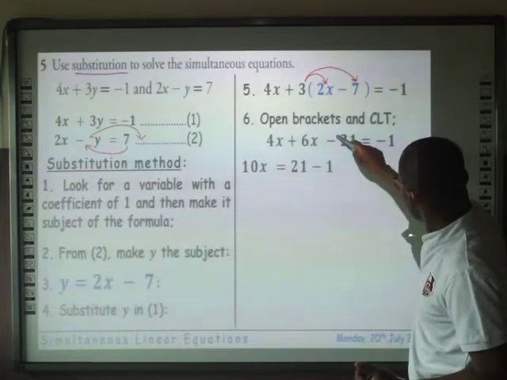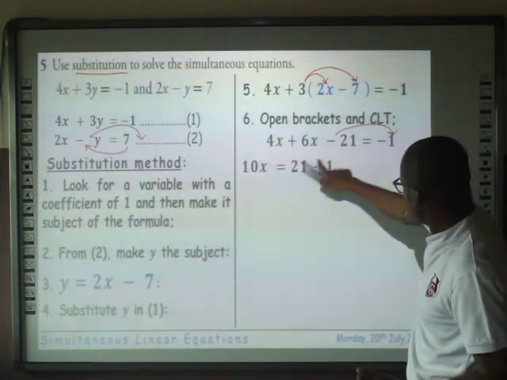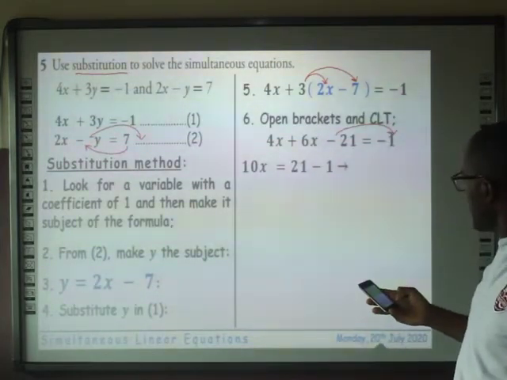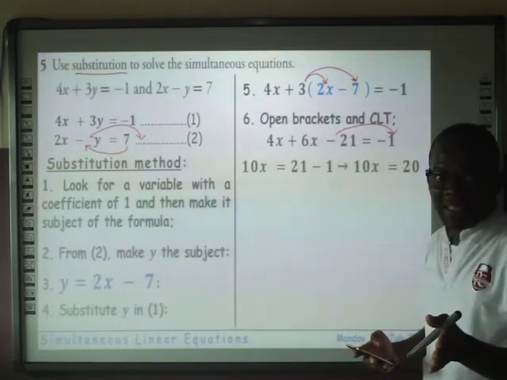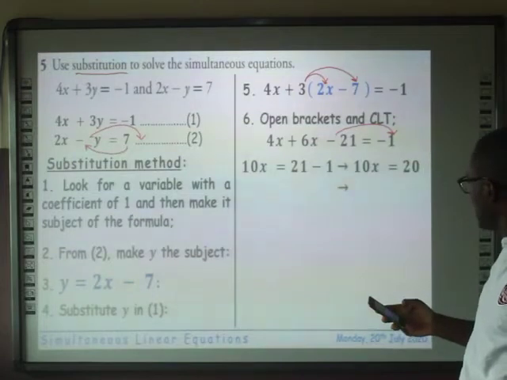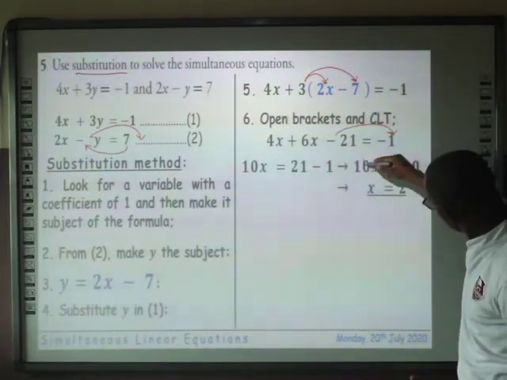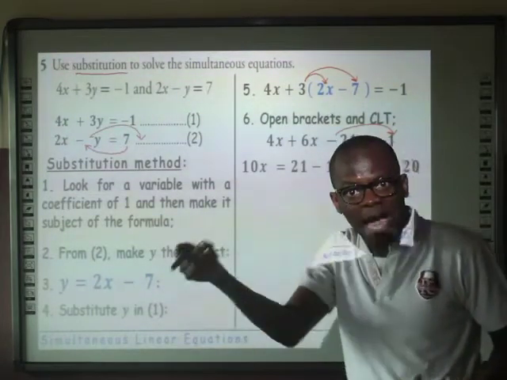Now you move the minus 21 to the right hand side. So you have 21, it becomes plus actually. So you have 21 minus 1. And so you have 10x is equal to 20. And then to get x, you simply divide both sides by 10. When you divide both sides by 10, you realize that x will be 2. So now we have a value of x.